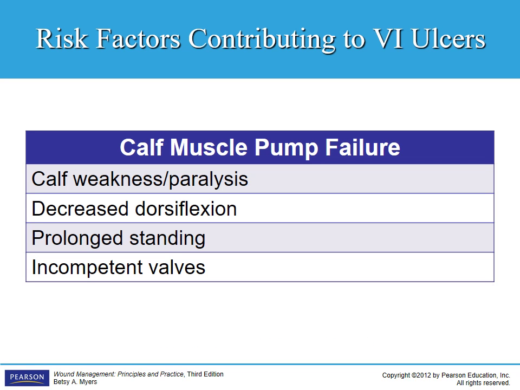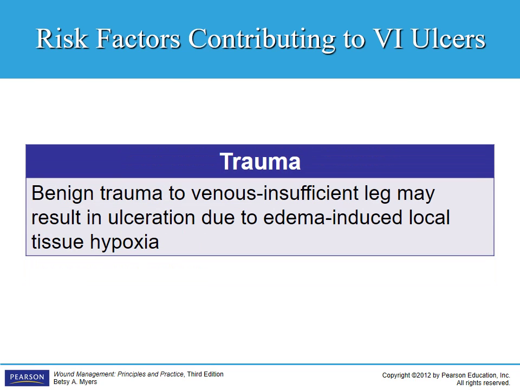With the calf muscle pump failure, I think we talked about this maybe in class. One of the things that we know from manual muscle testing is that for a calf muscle to be considered normal, someone has to be able to go up on their toes 25 times for it to be considered normal manual muscle test. Well, most adults cannot do that. So you have a calf weakness or paralysis. You have a decreased dorsiflexion because of prolonged standing and incompetent valves. You get a calf muscle pump failure.